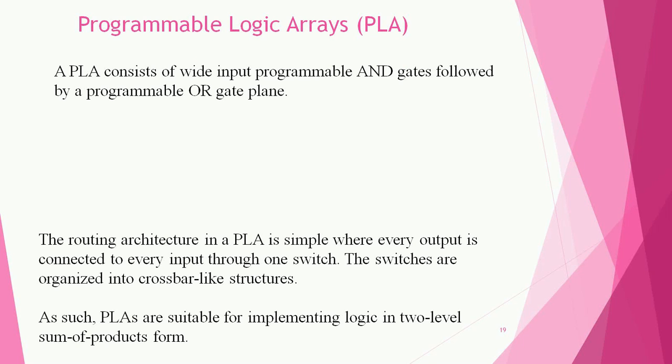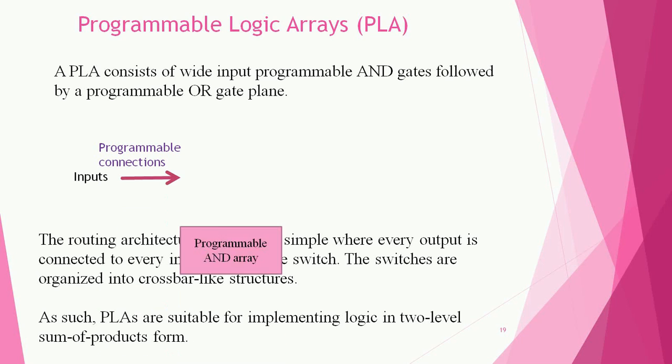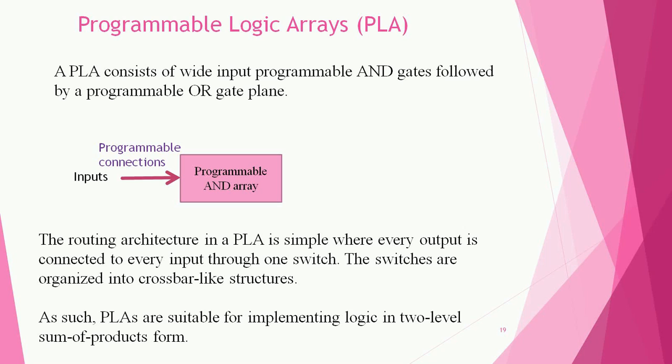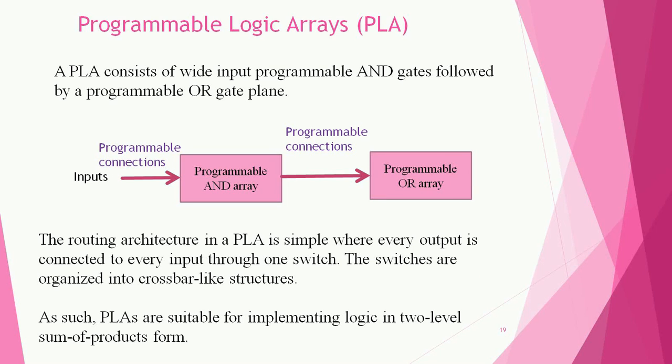Now observe this diagram. A PLA consists of wide input programmable AND gates followed by a programmable OR plane. You have inputs. After the programmable connections, a programmable AND array is there, which can be programmed by using fusible links or maybe some diodes or FETs, field effect transistors, and then we will have a programmable OR array. So remember that in PLAs both AND and OR are programmable.